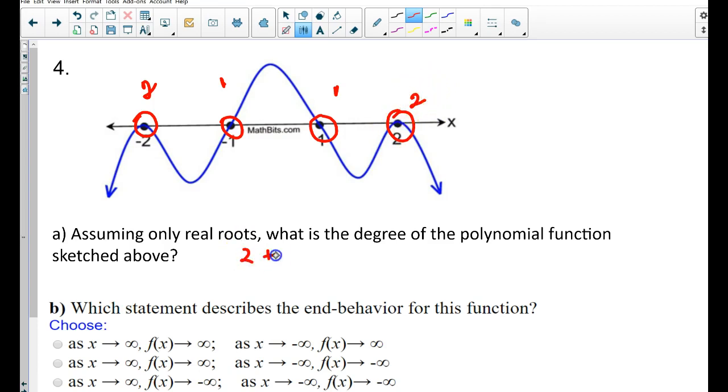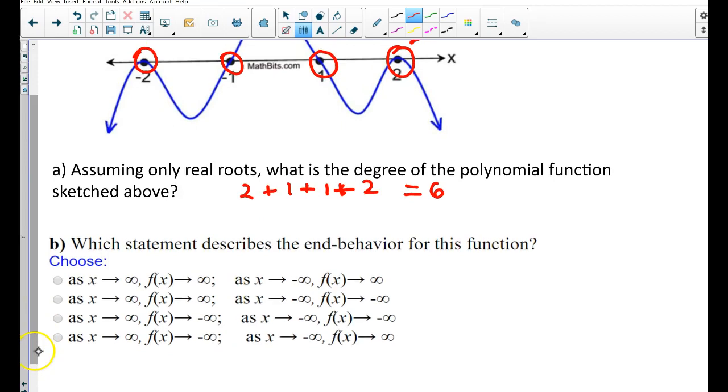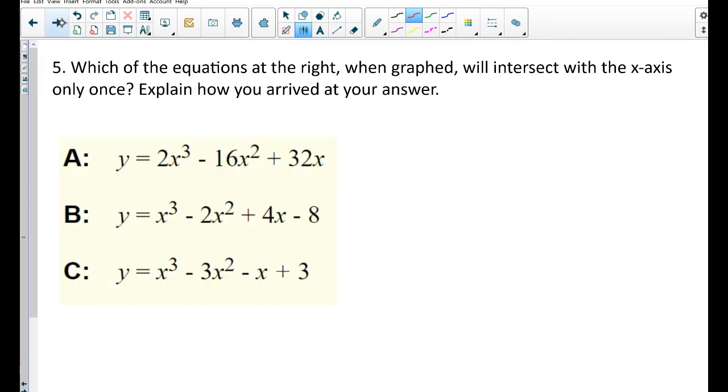So if we add up all the multiplicities, we have 3 plus 1 plus 2, which is 6. So it has a degree of 6. The end behavior, you see that it's going down to the left and down to the right. So that is choice C. And let's go on to the next question.